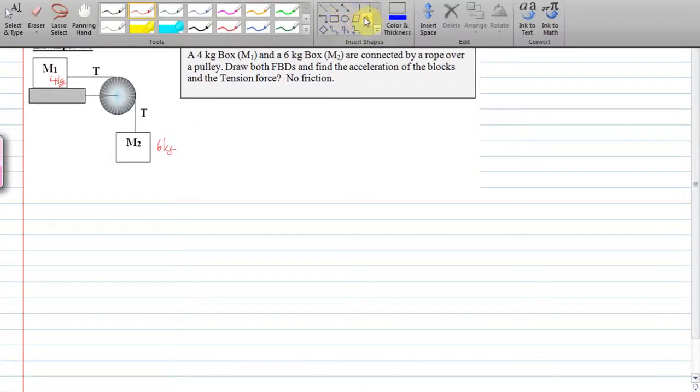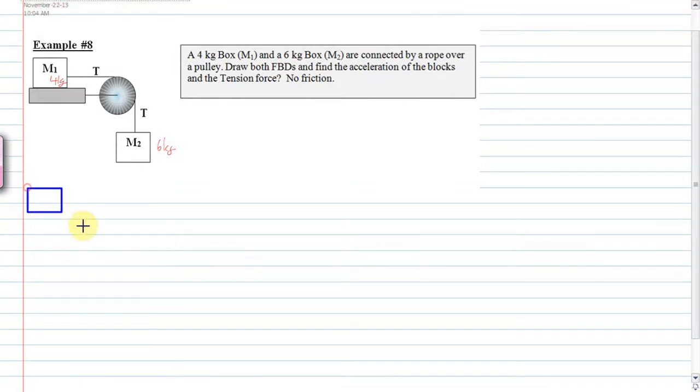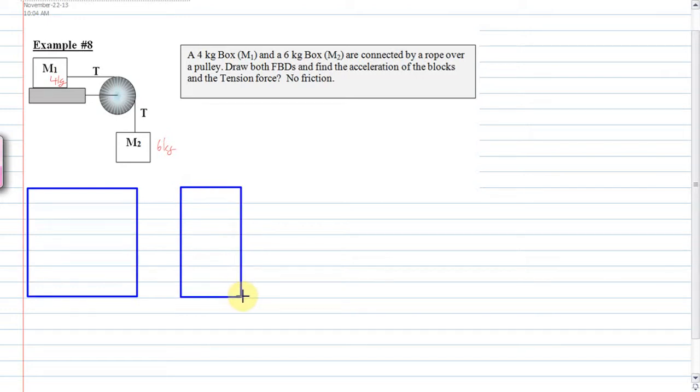So let's get ready to draw the free body diagrams. This is the free body diagram for M1. And I will draw a free body diagram for M2. Notice the container boxes are different. I do that intentionally to inspire you to draw the free body diagrams differently. FBD of M1, and this is the 4 kilogram object. And this is M2's FBD, and this is a 6 kilogram object.